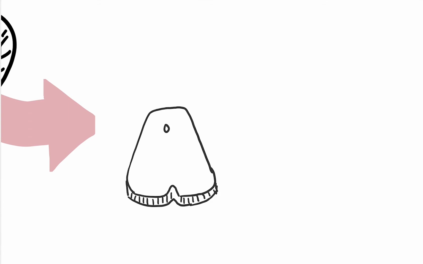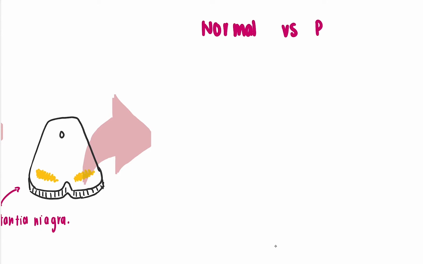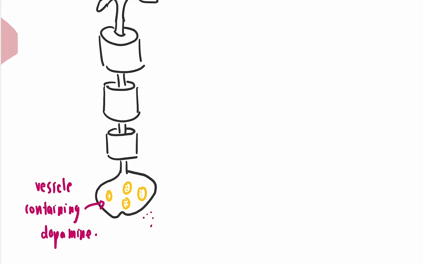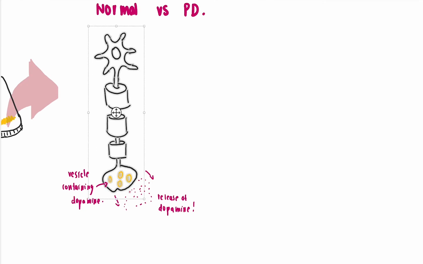Now, dopamine is a neurotransmitter that gets released by neurons. And when we have Parkinson's disease, dopamine doesn't get released nearly as much as it's supposed to. So the vesicles containing dopamine are affected, and we end up releasing a lot less dopamine than our body is actually meant to.